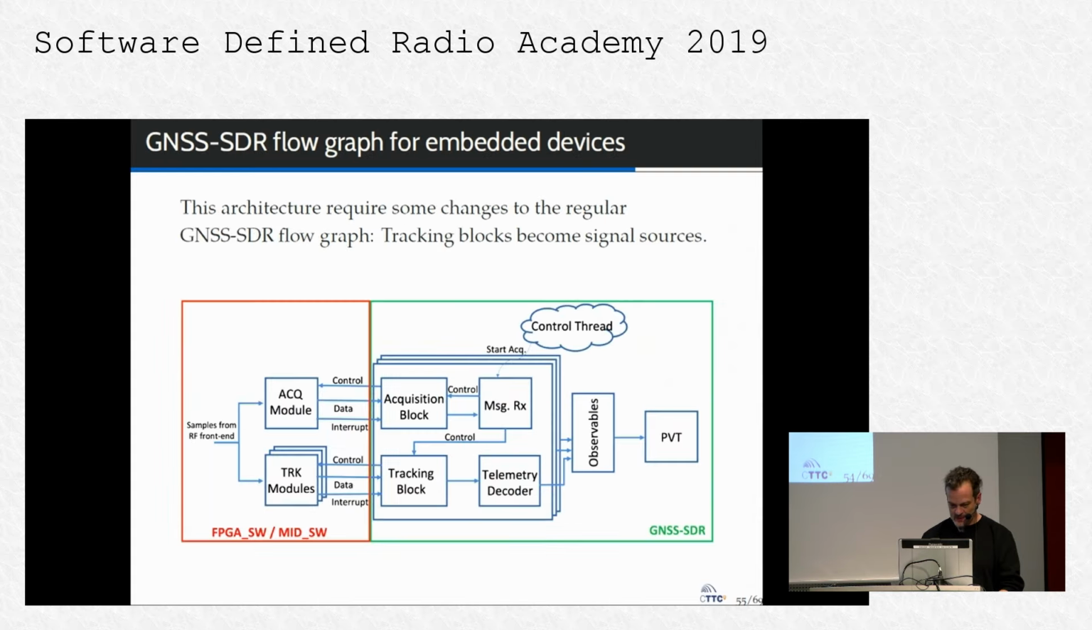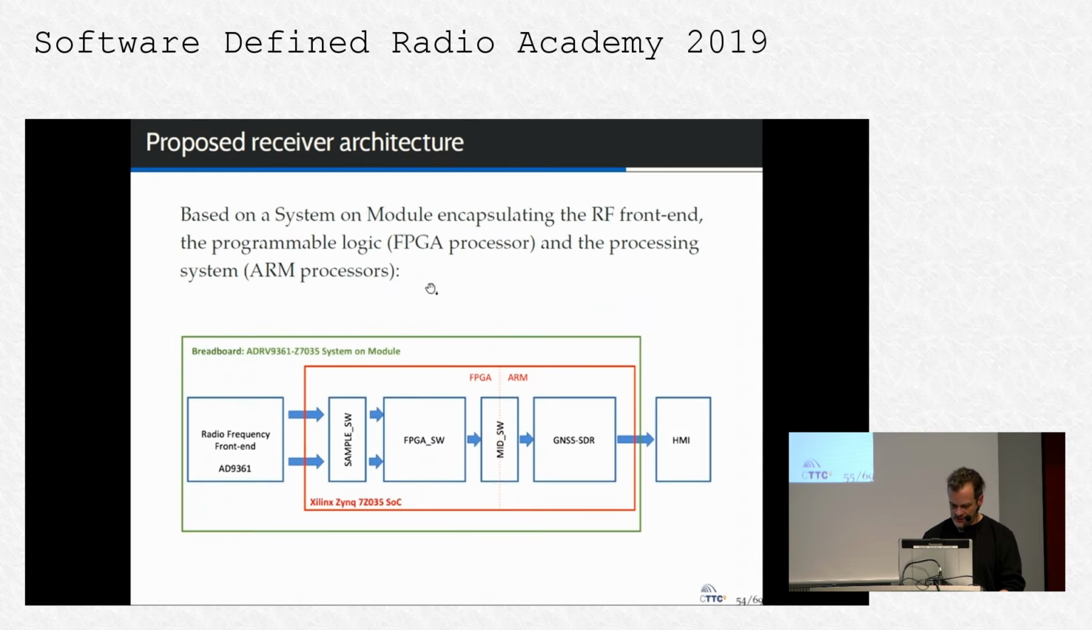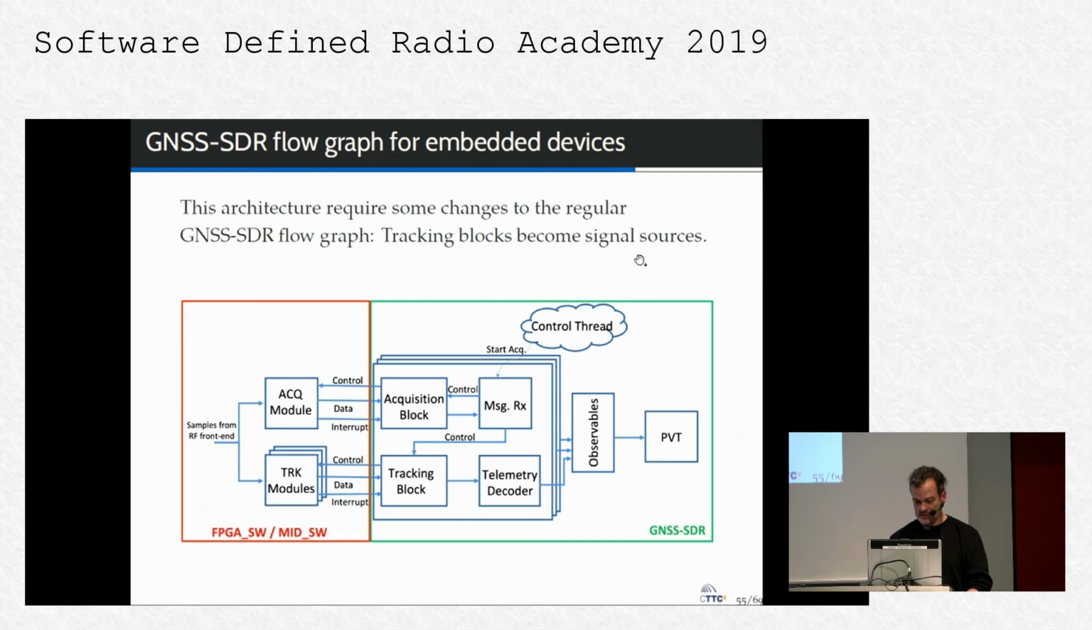There are little modifications of the flow graph, because if you see here, the samples enter the FPGA before the ARM, so you cannot manage this part with GNU Radio. So we need to invent something in which the tracking blocks and the acquisition blocks become sources, and in this way we can reuse the software from tracking and acquisition. All the rest can be reused in just the same way. And we just have to program the modules inside the FPGA for FFT and correlations.